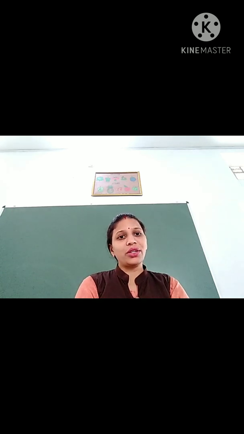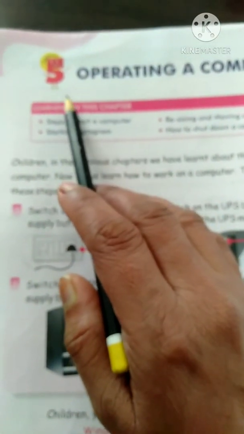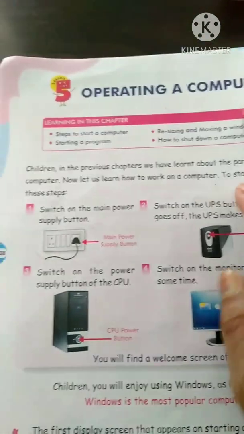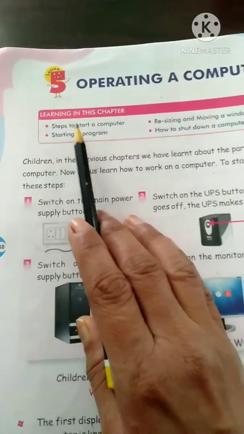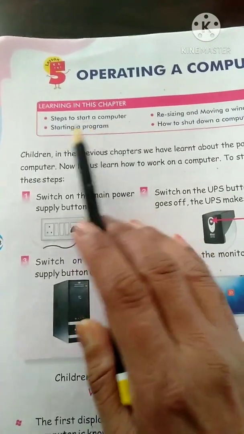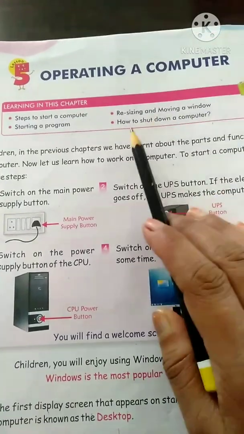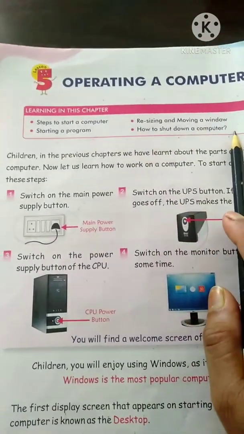Children, today we are going to start chapter 5. The name of chapter 5 is Operating a Computer. So, children, let's start part 1, lesson 5, Operating a Computer. In this chapter, we will learn steps to start a computer, starting a program, resizing and moving a window, and how to shut down a computer.